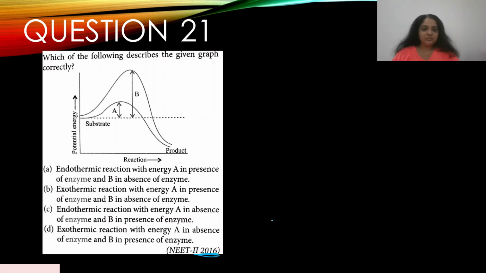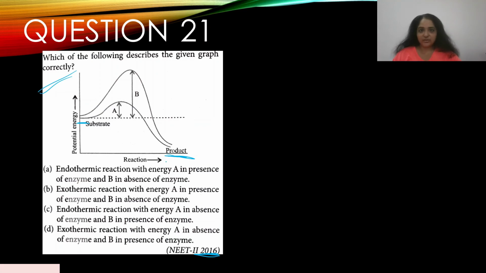B. Exothermic reaction with energy A in presence of enzyme, B in absence of enzyme. C. Endothermic reaction with energy A in absence of enzyme and B in presence of enzyme. D. Exothermic reaction with energy A in absence of enzyme and B in presence of enzyme. Okay, so clearly if you look at the graph here, the substrate energy is more than the product. So the product did not really use much energy to be formed, so the rest was given out.